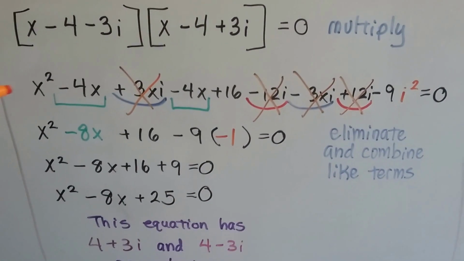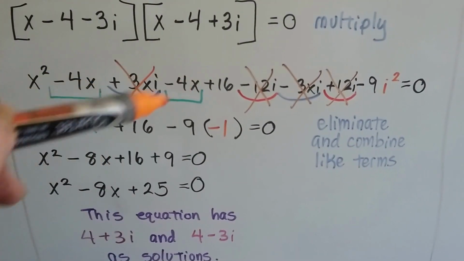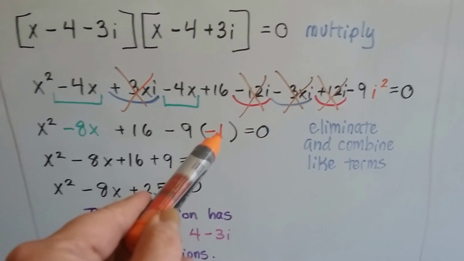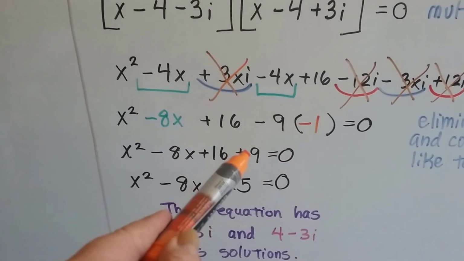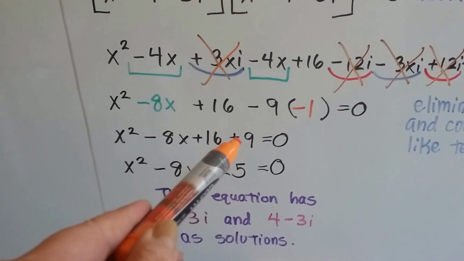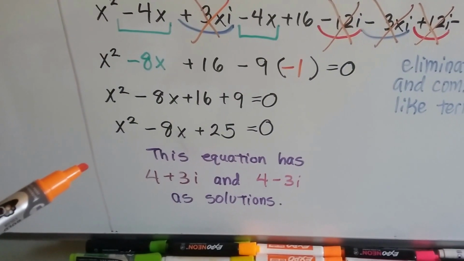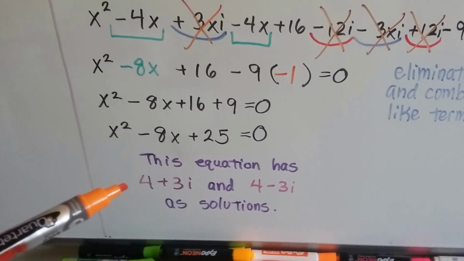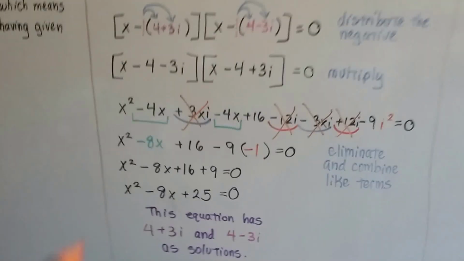So the only thing that's left is this x squared minus 8x plus that 16 minus 9 times this i squared, which is a negative 1, isn't it? And this negative 9 times negative 1 makes a positive 9. So we've got x squared minus 8x plus 16 plus 9. These two can be combined as a 25. And there we go, x squared minus 8x plus 25. And this equation has 4 plus 3i and 4 minus 3i as solutions. See? A lot of steps.